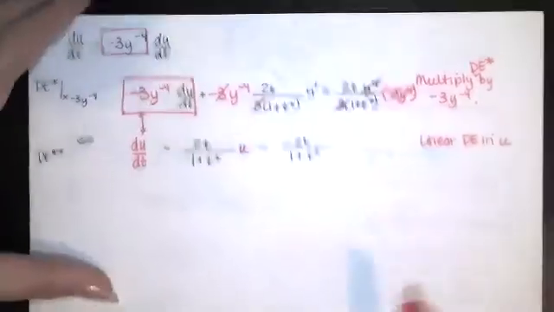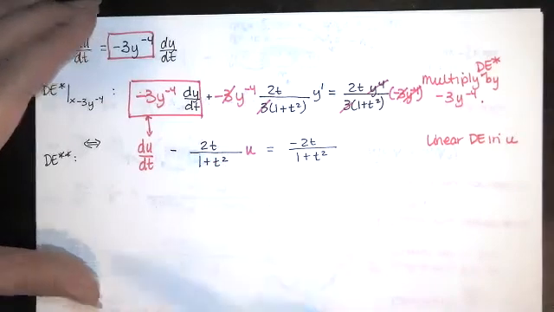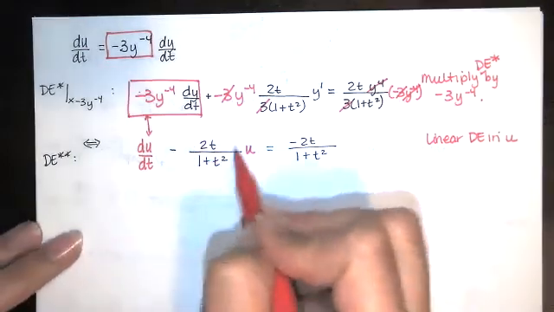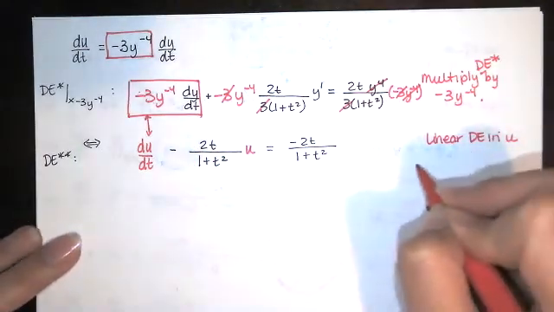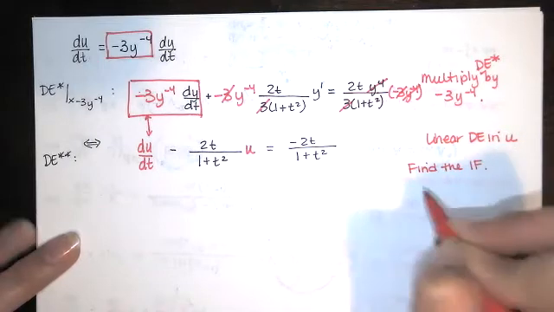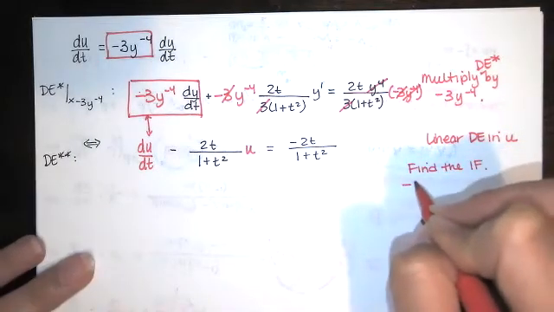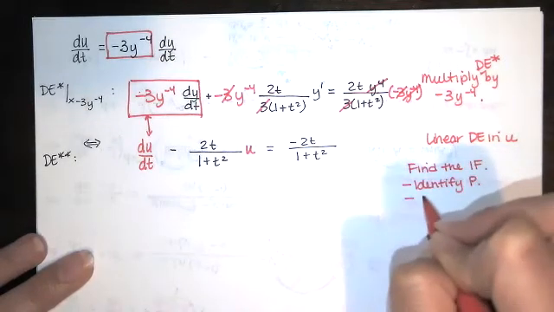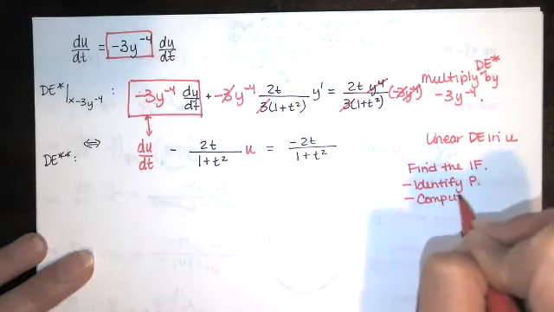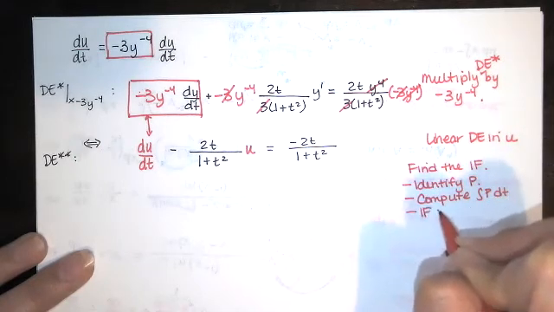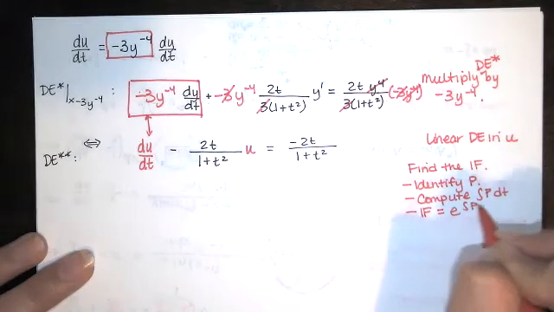To find that integrating factor, we're going to follow Bernoulli's method. Bernoulli said, the thing you need to multiply by is e to the integral of p of t power, where this is p of t. So we're going to compute the integrating factor by doing the following. We identify p. You compute the antiderivative of p. And then the integrating factor is e to that power.